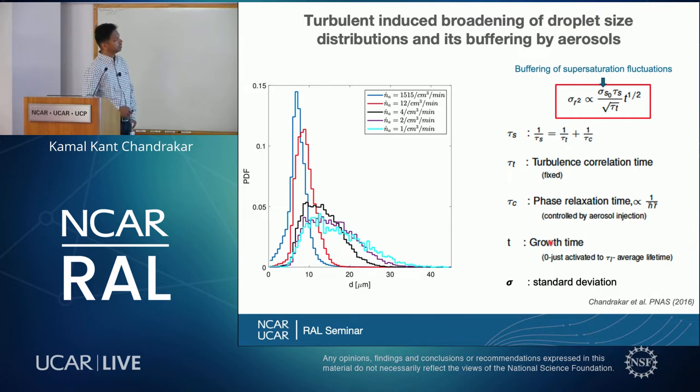So as I mentioned, I performed some stochastic modeling and obtained a relationship between spectral width and different parameters of the system. Here we found that the spectral width is proportional to supersaturation fluctuation and different time scales. Here, tau s is the system time scale, which is a combination of turbulent correlation time and the phase relaxation time. And t is the growth time scale, or you can say the lifetime of the particle in the chamber.